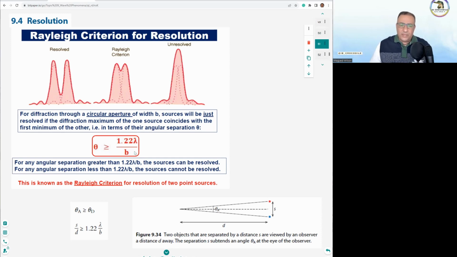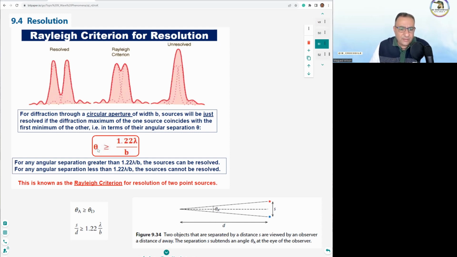Then there is a couple of formulas here. Theta is the angular separation between the two lines of sight, for the stars in this question here.